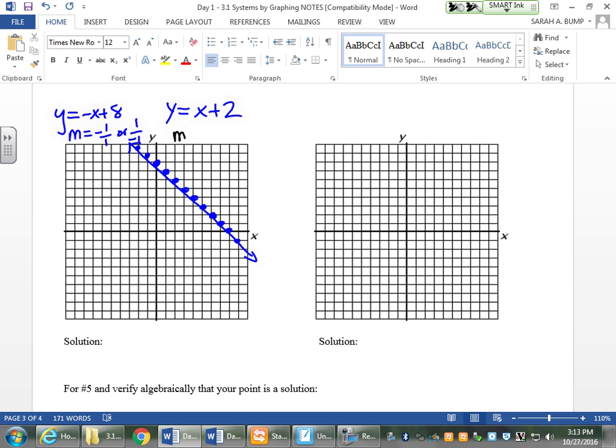Second equation has a slope of 1 over 1, or you can make them both negative, and the y-intercept is 2. So 2 goes right on top of your y-axis, and we're going to rise and run. Up 1, right 1, up 1, right 1, positive slope here. As soon as they hit, you don't have to keep going. And if we identify that point of intersection, we have to name the x and the y. The x value at that point is 3, and the y value at that point is 5. So 3, 5 is where they intersect.